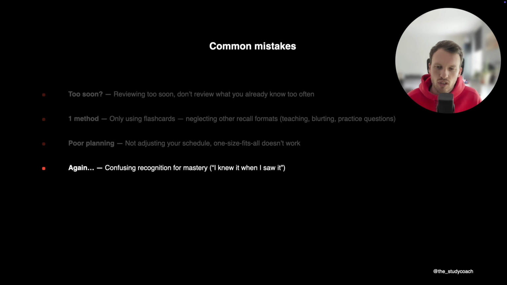And again, confusing recognition for mastery. I knew it was there when I saw it. You open the exam, you see question 3, and you think back, oh yeah, that was in my summary at page 2, but I don't remember anymore. That is the trap of recognition. You just recognize that your brain has processed that information, but you're unable to recall it.